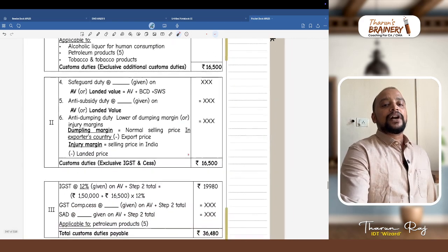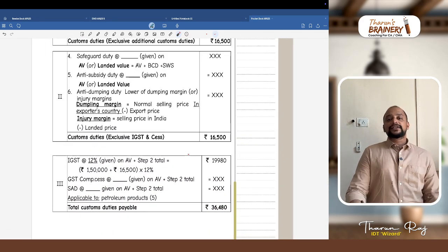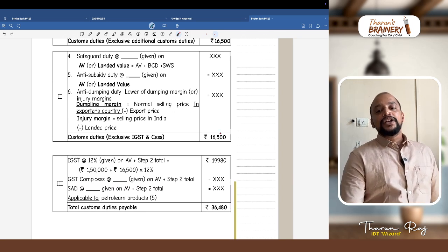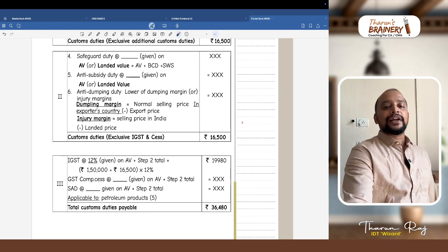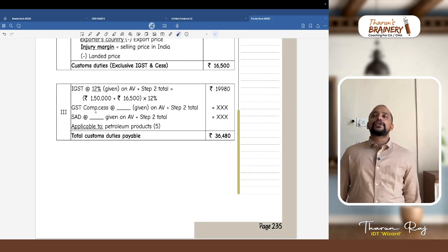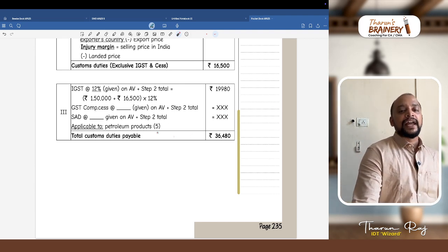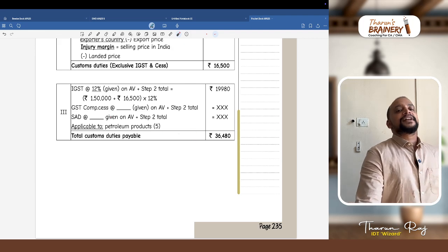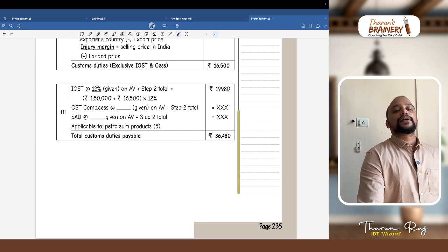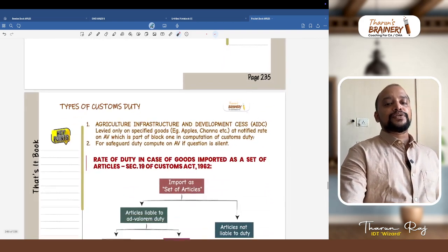This is step 1, called customs duty exclusive of additional customs duties. Then next, step 2, additional customs duties we need to take, that is safeguard duty, anti-dumping duty and anti-subsidy duty. If you add that, that will be customs duties excluding IGST and cess. Finally, we need to take GST, IGST. While computing IGST, we need to add everything, and GST compensation cess is computed the same way, SAD also the same way. But when IGST and GST compensation cess are there, SAD will not be applicable, because SAD is applicable only in case of petroleum products. This total is known as the total customs duty payable.